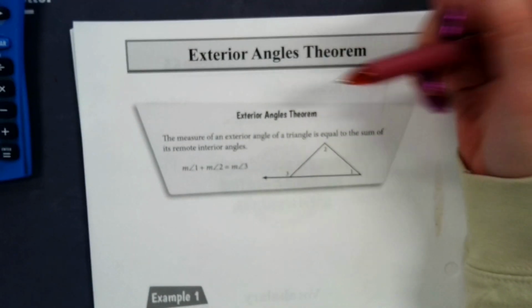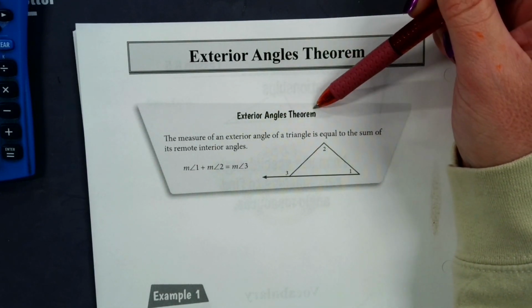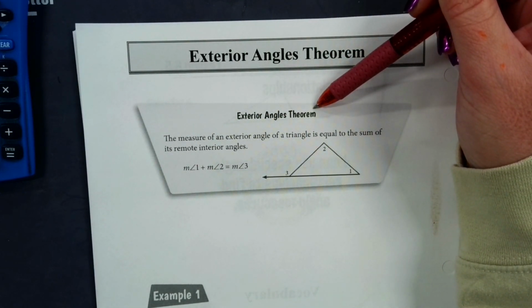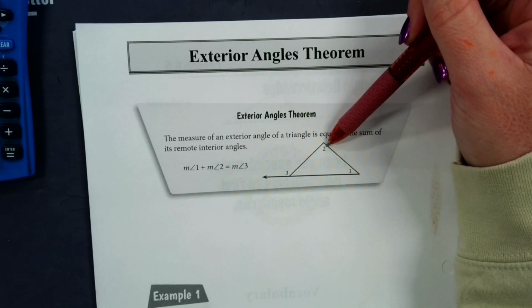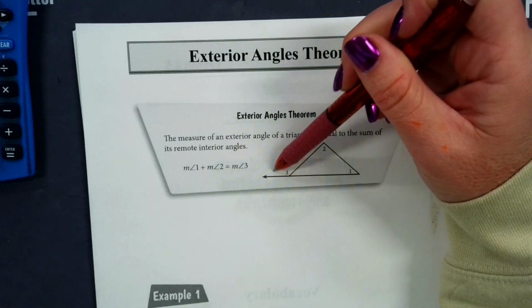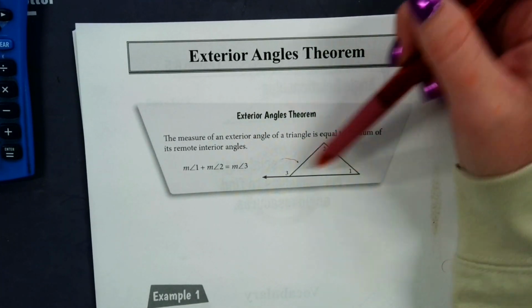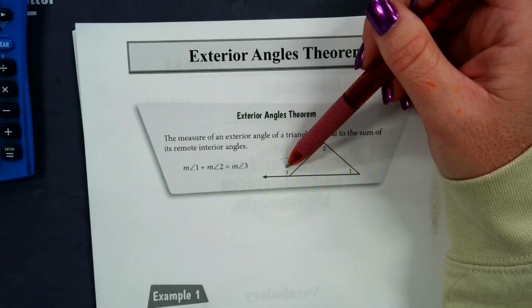There's a theorem on this. Oh, that was blurry. Exterior angles theorem. What that's saying is this angle plus this angle will give you the exterior angle. So if you know this and this, you can figure out this.